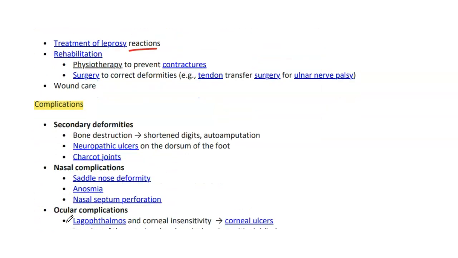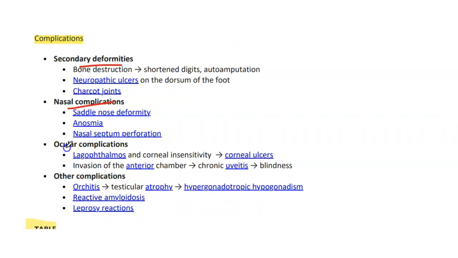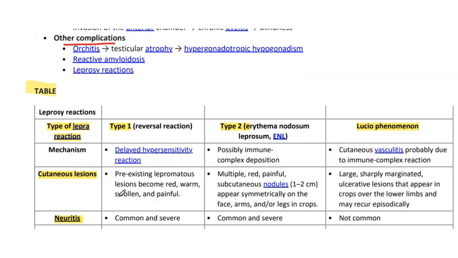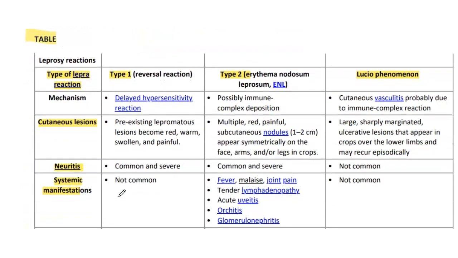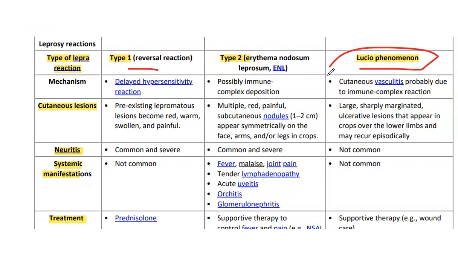Then we have complications, like those due to deformities. Then we have nasal complications, ocular complications, and other complications like orchitis, reactive amyloidosis, and leprosy reactions. Now we have different types of leprosy reactions: type 1 reaction, type 2 reaction, and Lucio phenomenon. Type 1 is also known as reversal reaction, type 2 is known as erythema nodosum leprosum, and the third type is Lucio phenomenon.